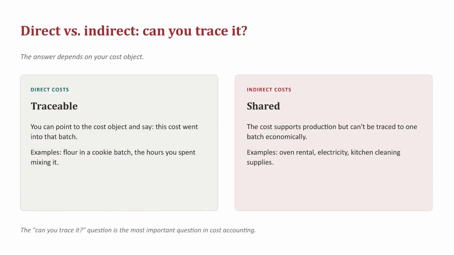Once the cost object is set, every cost falls into one of 2 buckets, direct or indirect. A direct cost can be traced to the batch, like flour going into those cookies, or the hours you spent mixing them. An indirect cost supports production but cannot be economically traced to one batch, like oven rental, electricity, or cleaning supplies. The key question is simple: can I trace this cost to my batch? If yes, it is direct. If not, it is indirect, and it will need to be allocated later.